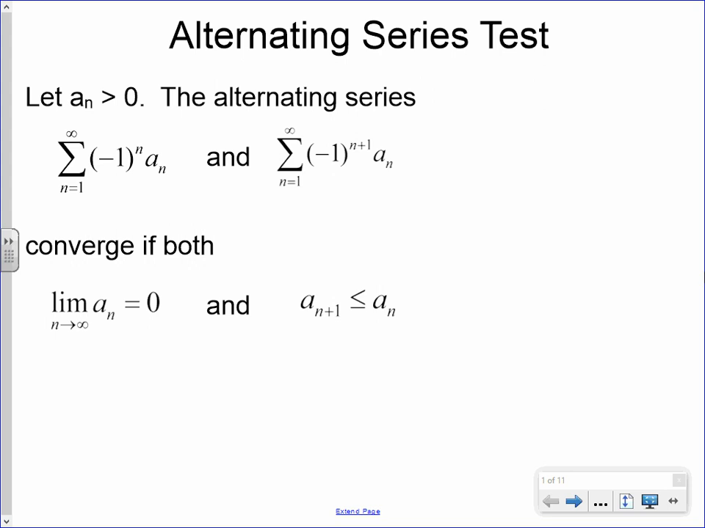How do you recognize if it's alternating? Okay, positive, negative, positive, negative. How about within the series, what usually jumps out at you? Okay, -1 to the n, -1 to the n plus 1.